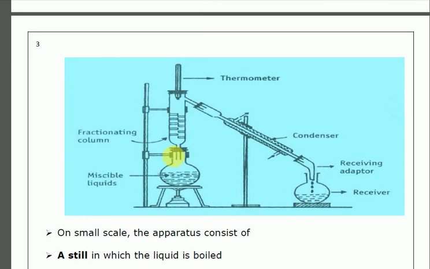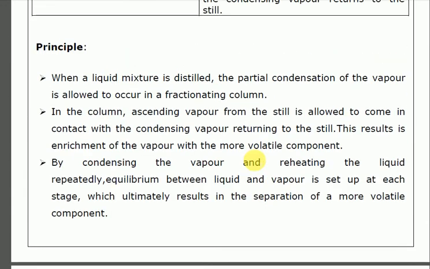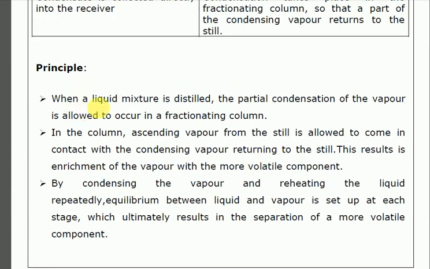But in case of fractionation, what happens is this vapor will travel upward, okay, and it will strike, so it will come back. So a continuous reheating process takes place, and then it passes here, and then it is converted into distillate and is collected into the receiver. So principle: when a liquid mixture is distilled, partial condensation of vapor is allowed. Why partial? Because it will strike and come back.